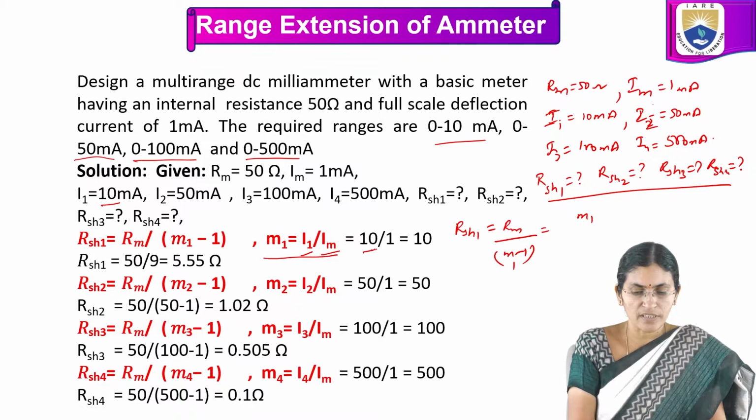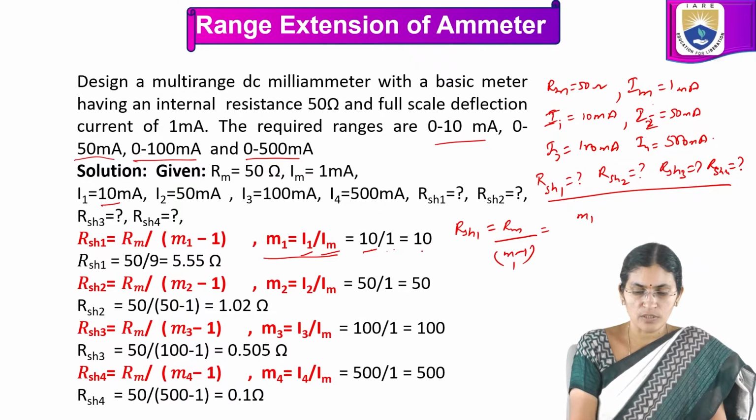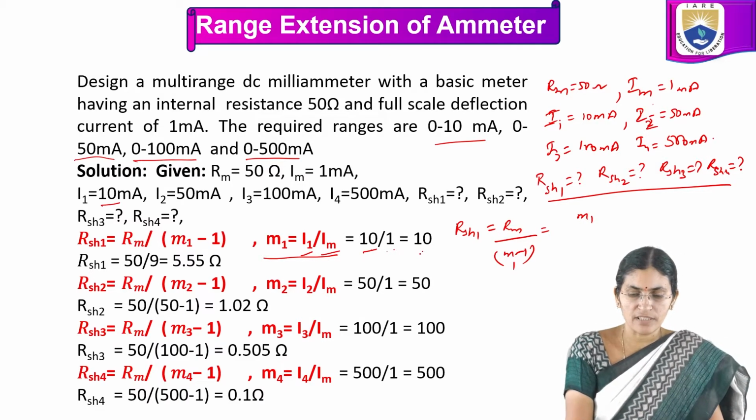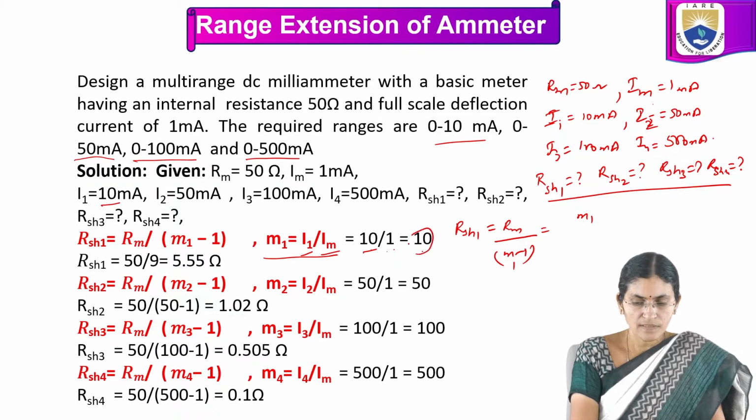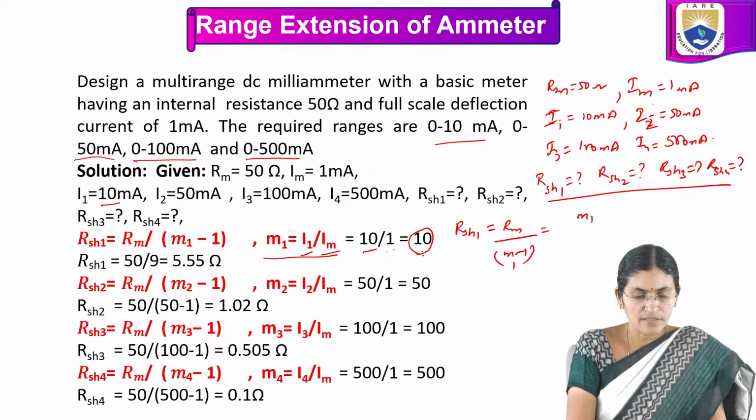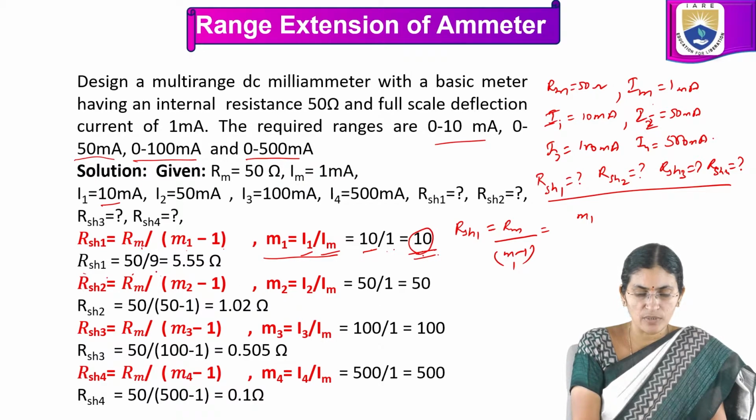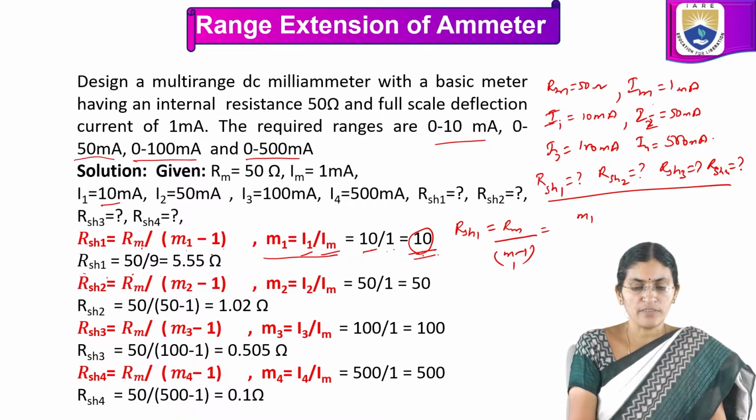I1 is 10, divided by Im, 10 divided by 1. So that is equal to 1. So the multiplying factor M1 is equal to 10. Next, RSH1 is equal to Rm divided by M1 minus 1. M1 minus 1, 10 minus 1, that is equal to 9. So 50 divided by 9 is equal to 5.55.